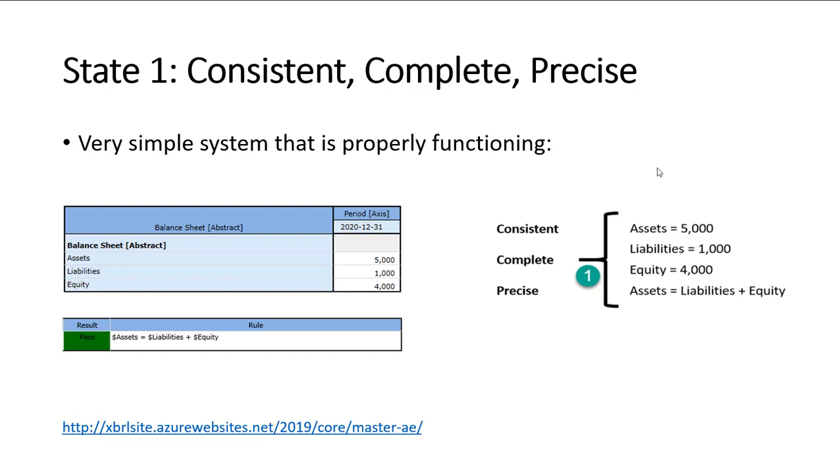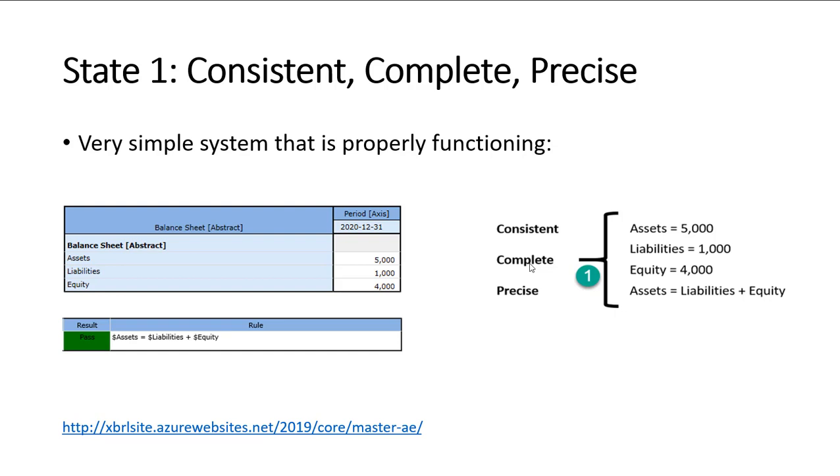So here you have the accounting equation example, which I showed in the first video. And you can see that we have assets that equal 5,000, liabilities that equal 1,000, and equity that equals 4,000. And we have a rule, assets equals liabilities plus equity. And it is true that liabilities plus equity equal assets. And therefore we have a consistent set of facts, consistent statements within this logical system.